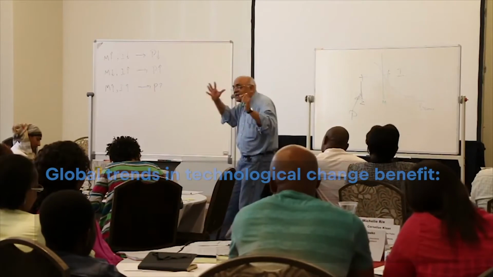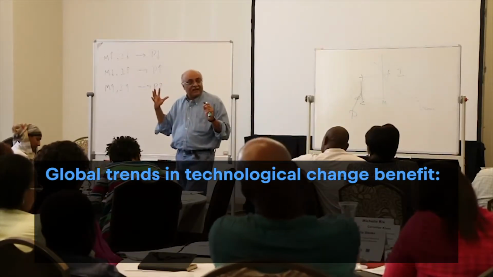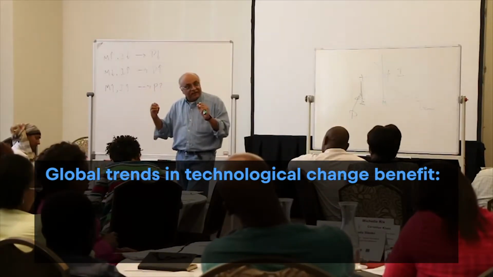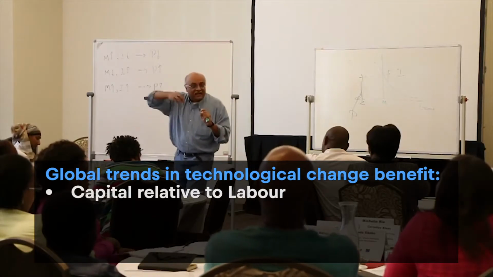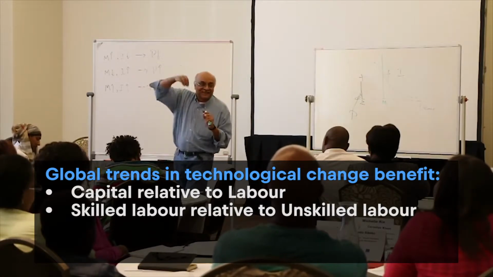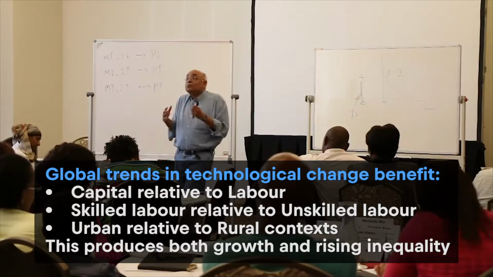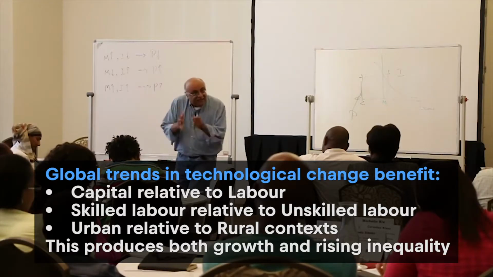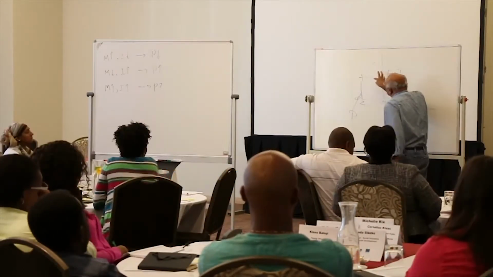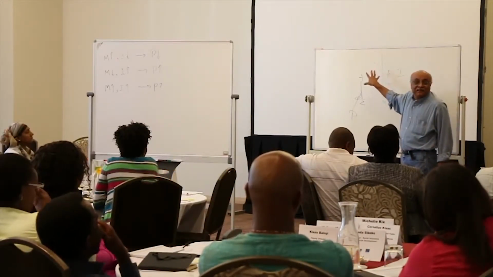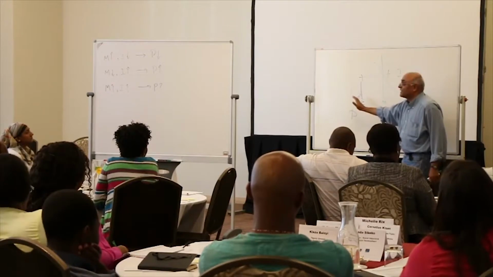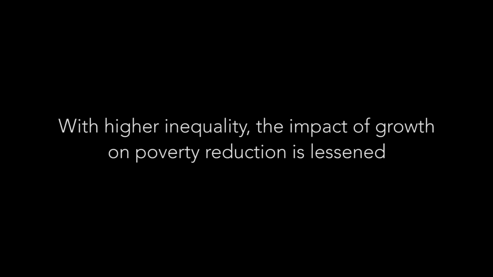The global trends in technical change are such that they are benefiting capital relative to labor, skilled labor relative to unskilled labor, urban conglomeration relative to rural, and that is giving you both growth and rising inequality. The role of inequality is central in this. Because the higher the inequality, the less will growth translate into poverty reduction.